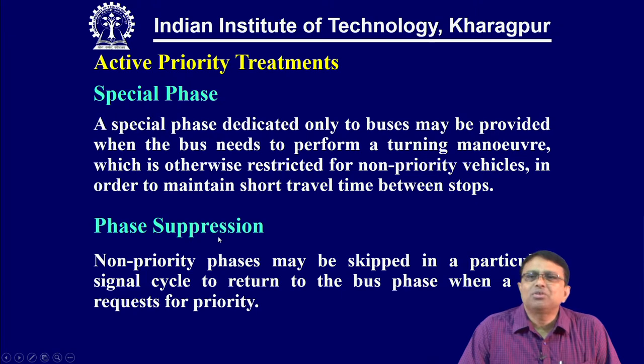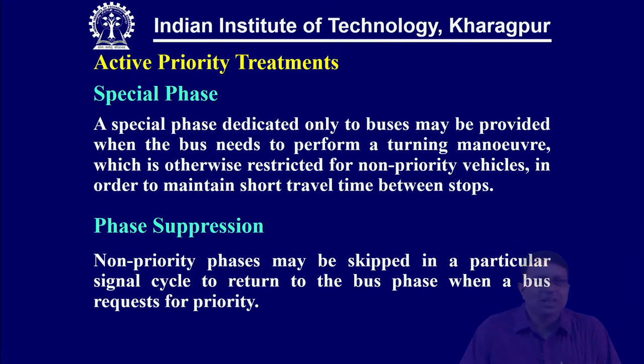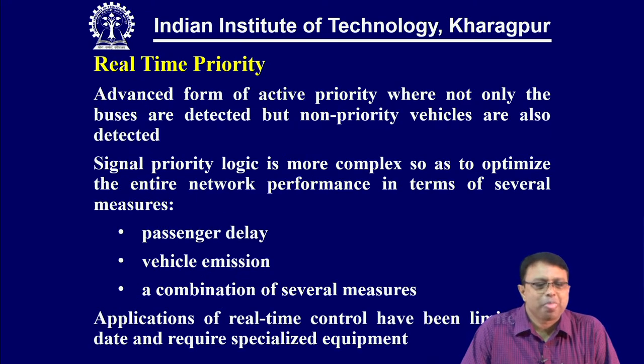Phase suppression you can also do. That is, the non-priority phases, where you do not expect buses, you can skip that phase. Normally you are allowing that phase, but when you find the bus is there, then you skip that phase and directly come to green for the desired direction, that means where the bus is approaching.